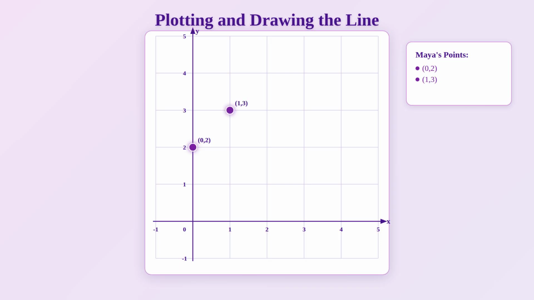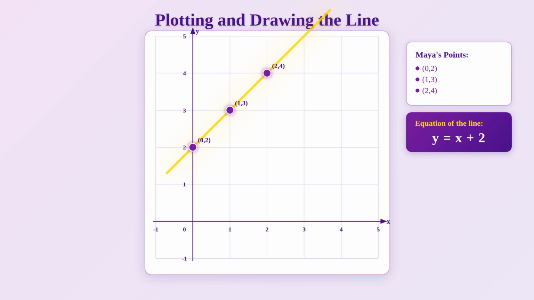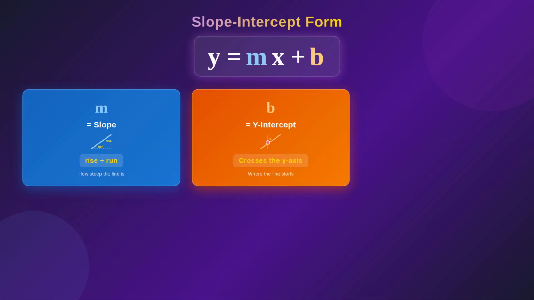Now, Maya plots her 3 points: (0, 2), (1, 3), and (2, 4). She puts her pencil at (0, 2), that's the origin, right? Then up 2. Then (1, 3), right 1, up 3. Then (2, 4), right 2, up 4. Now, here's the satisfying part. She takes her ruler and draws a straight line through all 3 points, extending it in both directions. That's it. That equation just became a line on the graph. Isn't that cool?